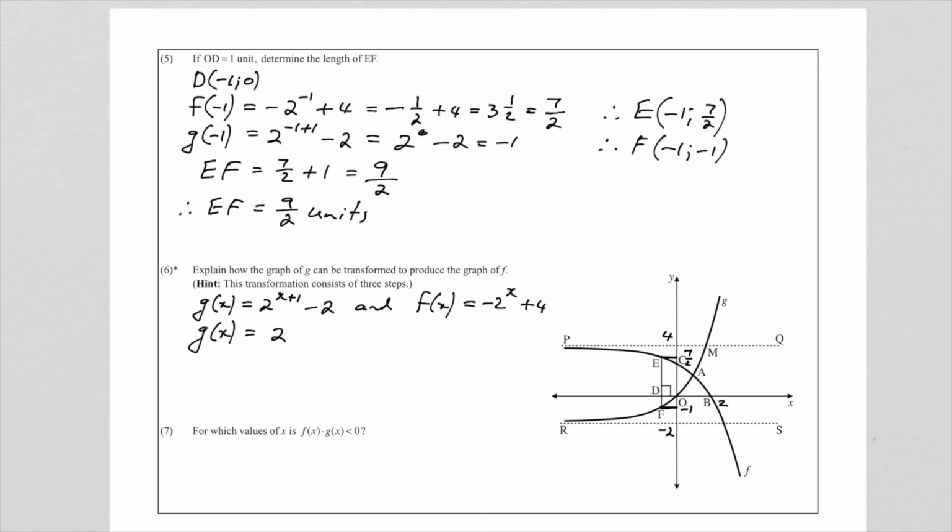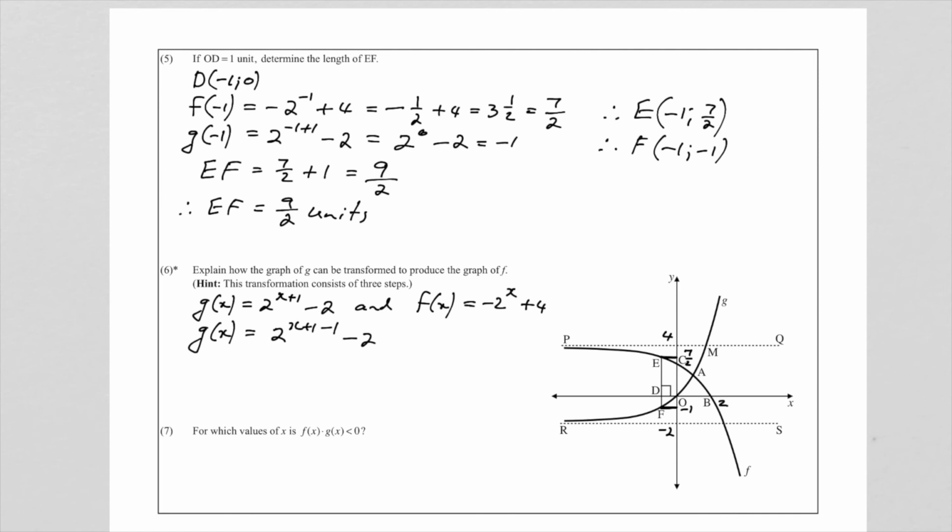We're going to say 2 to the x plus 1, and then we say -1 for the shift to the right, and that -2 is still part of this equation. So that is only to do that horizontal shift. It's 1 unit to the right.